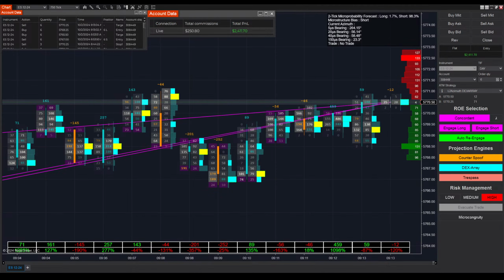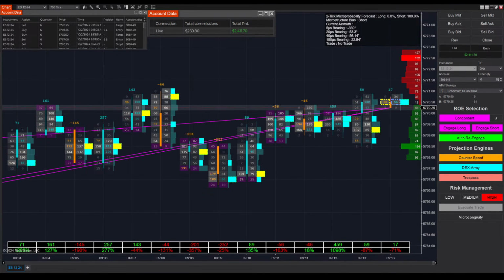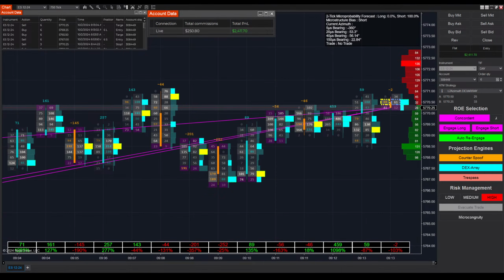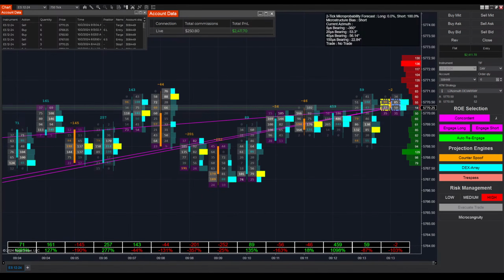So if you end up getting all the bells and whistles, which is the micro congruity and the dex array. The base package comes with everything, which is just counter spoof and trespass. The next level up adds dex array, which is pretty much the point and shoot way of trading. And the next level up after that adds this risk management over here, which allows it to exit trades early, as well as this micro congruity button right there, which filters your trades even further.